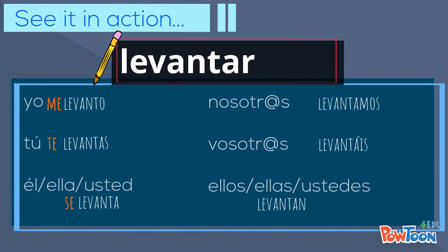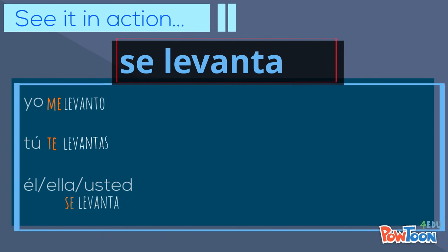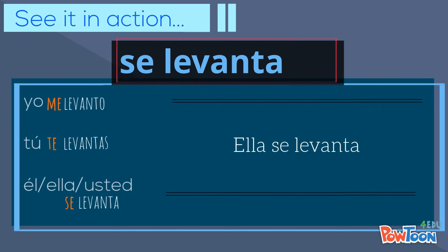Now remember, I said we didn't need to use pronouns. There are a few instances where you will want to use a pronoun for clarification. For instance, if I would say se levanta, you wouldn't know if I meant he gets up, she gets up, it gets up, or you form will get up. To be polite, especially for the él, ella, usted, and the ellos, ellas, ustedes forms, we often use the pronouns to clarify who we mean. We would want to say ella se levanta, for she gets up.